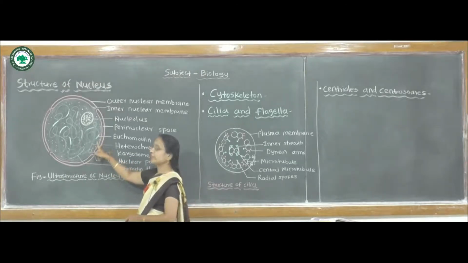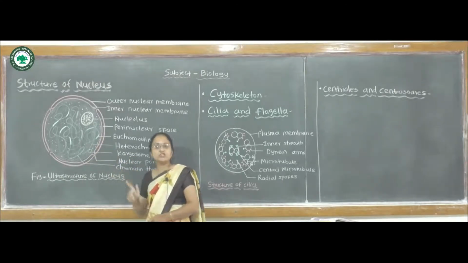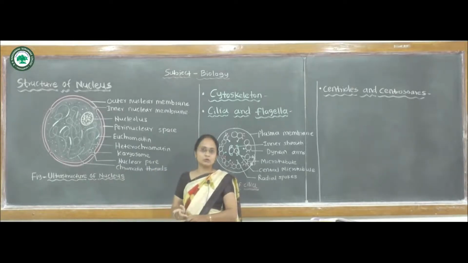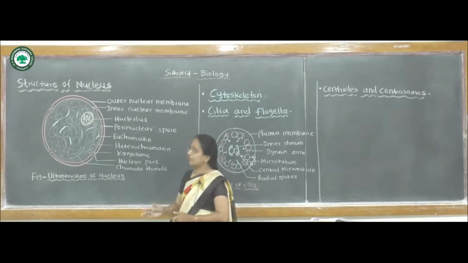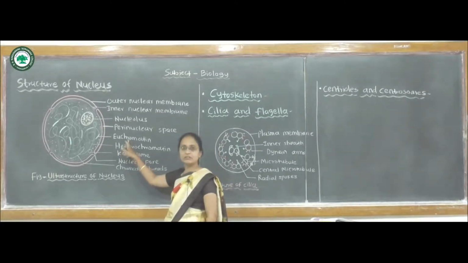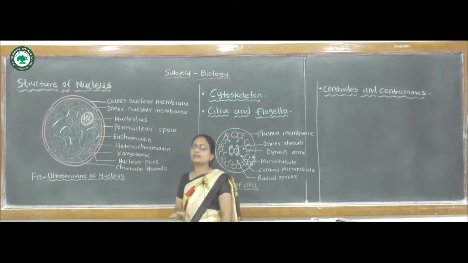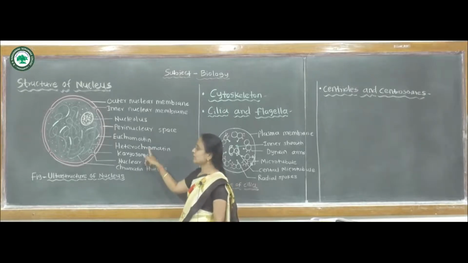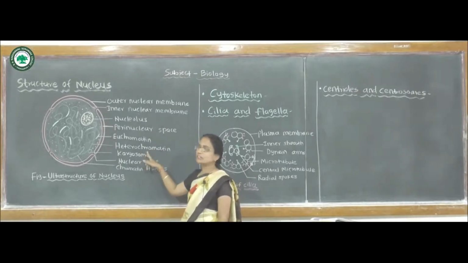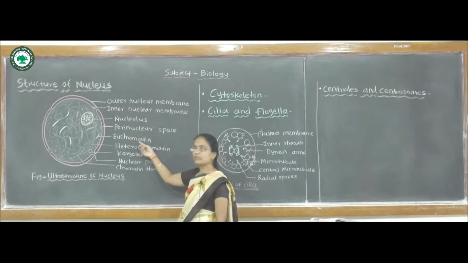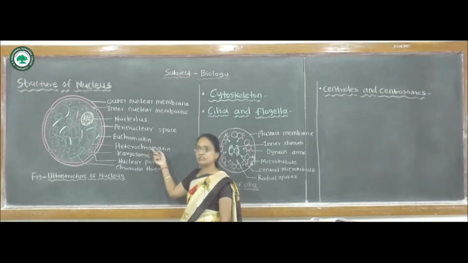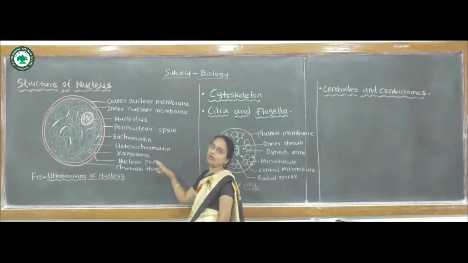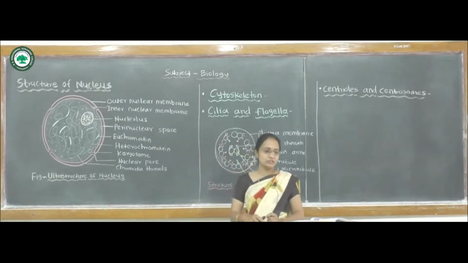These regions can be identified by their staining property under the microscope. The region that is darkly stained is known as the heterochromatin region, and the region that is lightly stained is known as the euchromatin region. Euchromatin has more repeated DNA, and heterochromatin has a smaller number of repeated DNA.